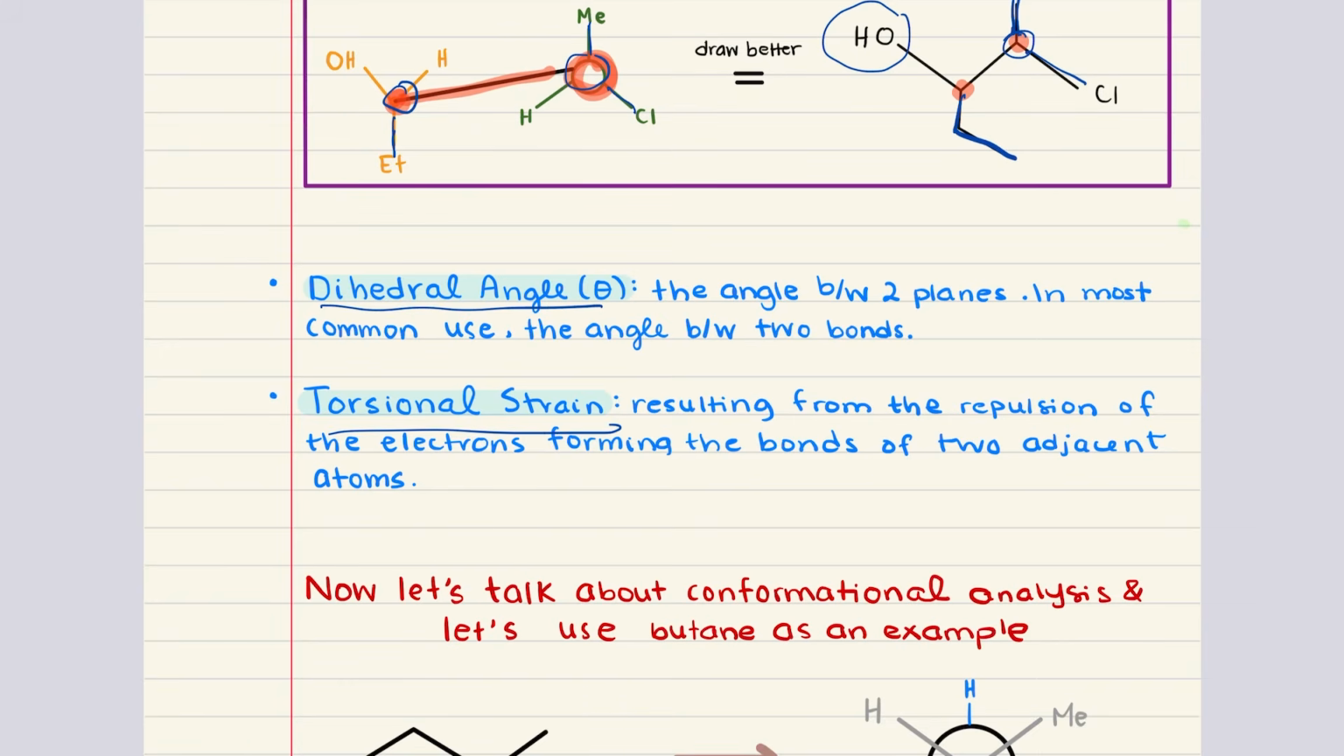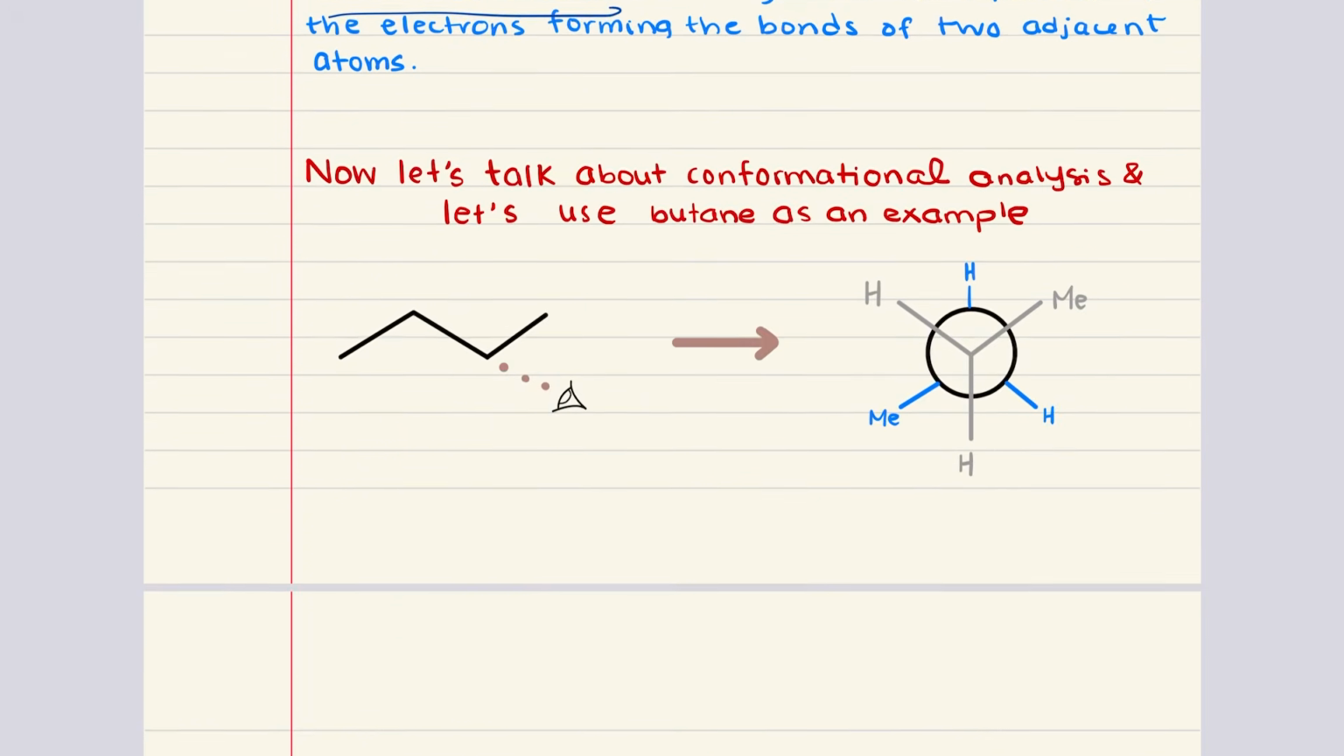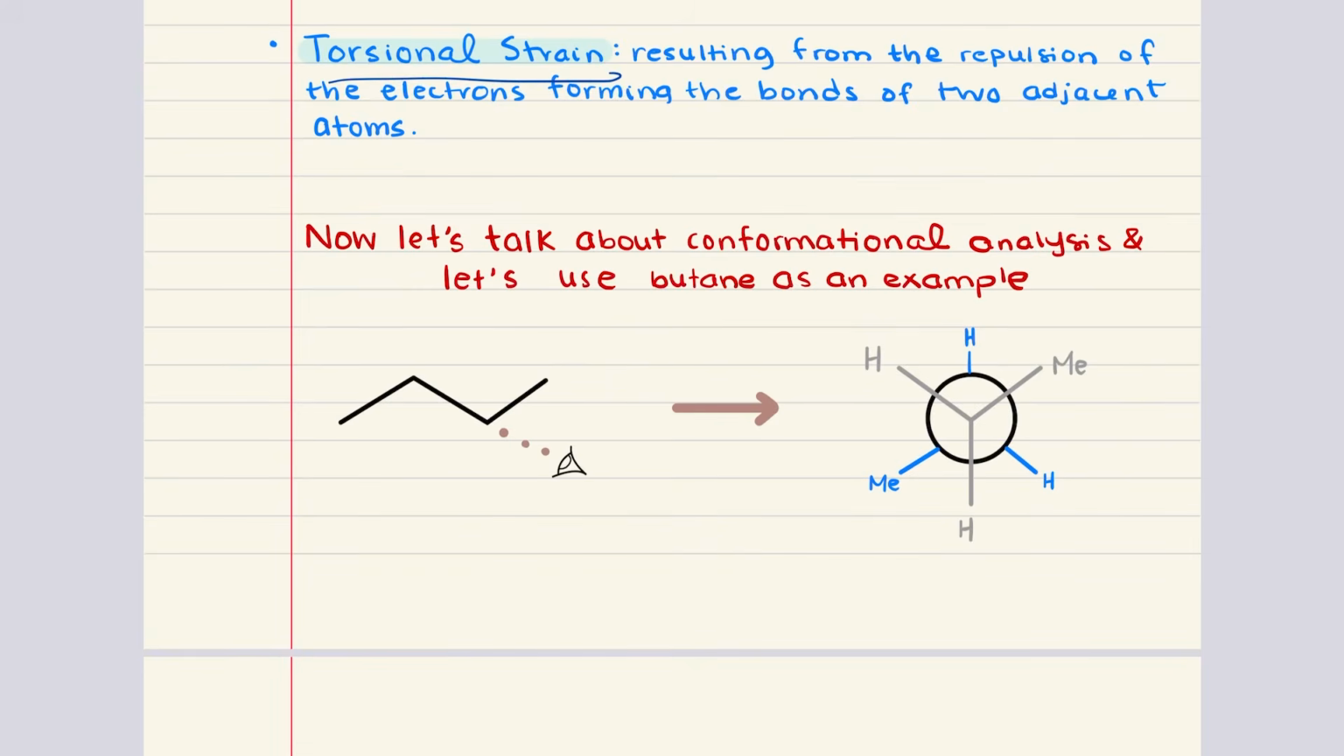Torsional strain arises from the repulsive interactions between electron clouds in adjacent bonds. These interactions create energy differences between conformations, such as the relatively stable staggered conformation and the less stable eclipsed conformation. To better understand these concepts and their effect on stability, we're going to use butane as an example.